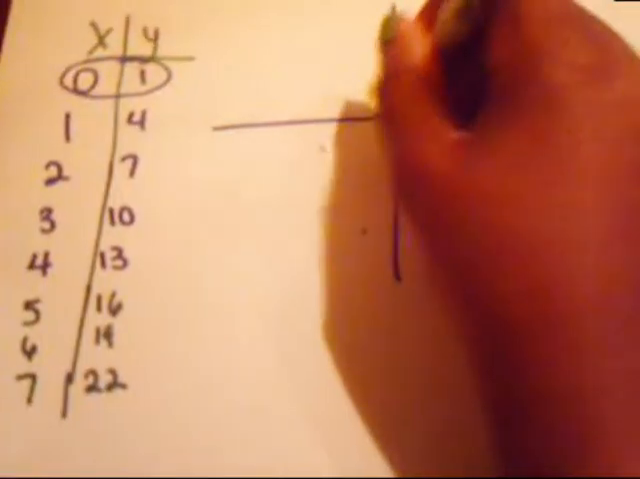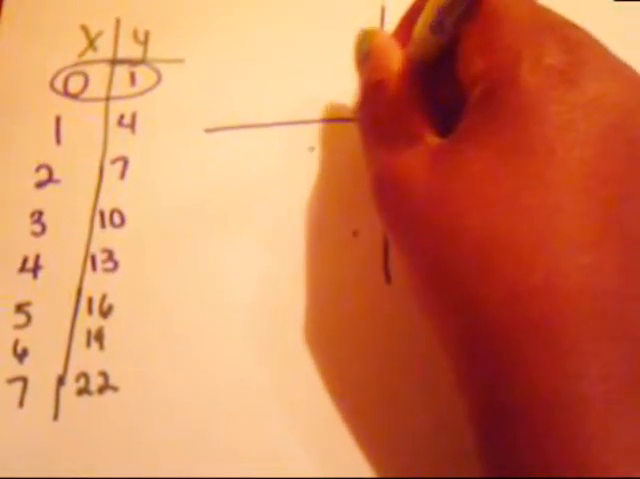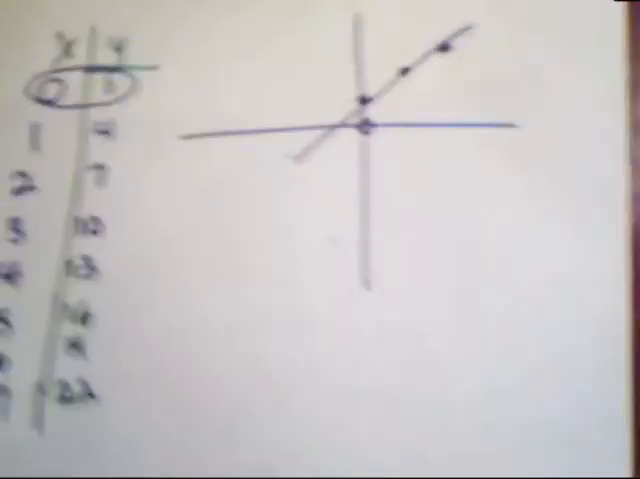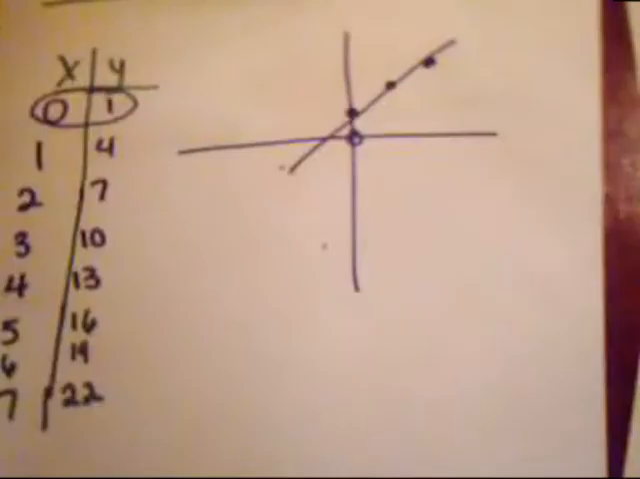That means on the coordinate plane, if we were to graph it, the first coordinate I would graph would be 0, 1, and then I would go over 1, up 4, over 2, up 7, and my line would look sort of like that. So guys, I tried to cram all of that in 10 minutes.